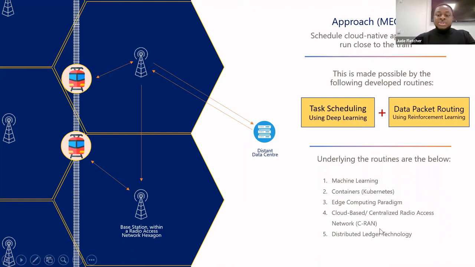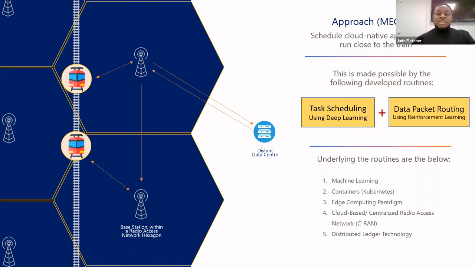I also use distributed ledger technology, which is exactly the same technology that blockchain uses. The way this technology is used in the system is that anytime the scheduler allocates an application to a different server, it locks that transaction using the distributed ledger technology.